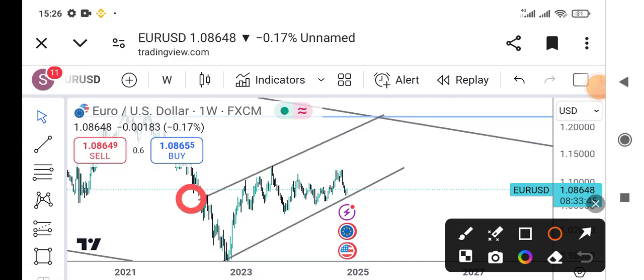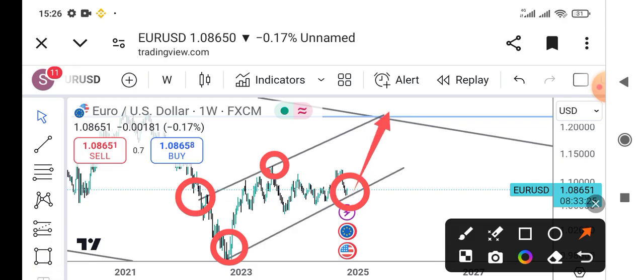So this is the first touch on the upper section. This is the second touch. On the lower section, this is our first touch. This is our second touch. So because we are supposed to have 3 touches, this market is supposed to move from this section to that section. Then it will come to break down.